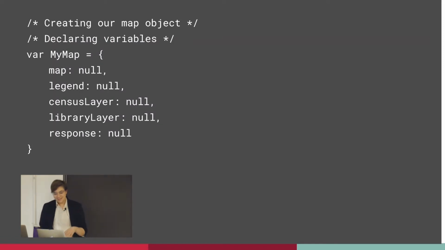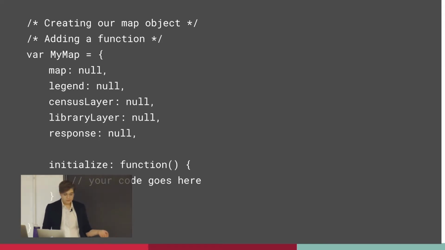Okay. All right, so in this map, what we are going to do is make a map of Chicago. It's going to have all the libraries on it. It will have census tracts, and we're going to add some stuff to it later. So first thing we're going to add right now is an initialize function.